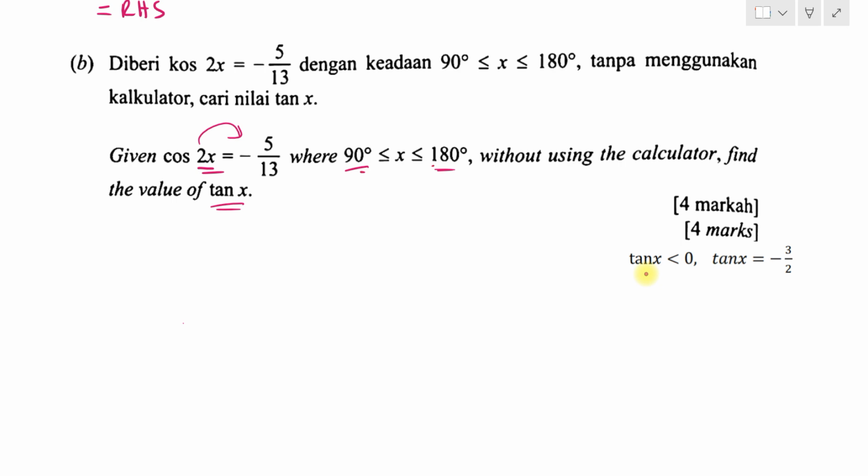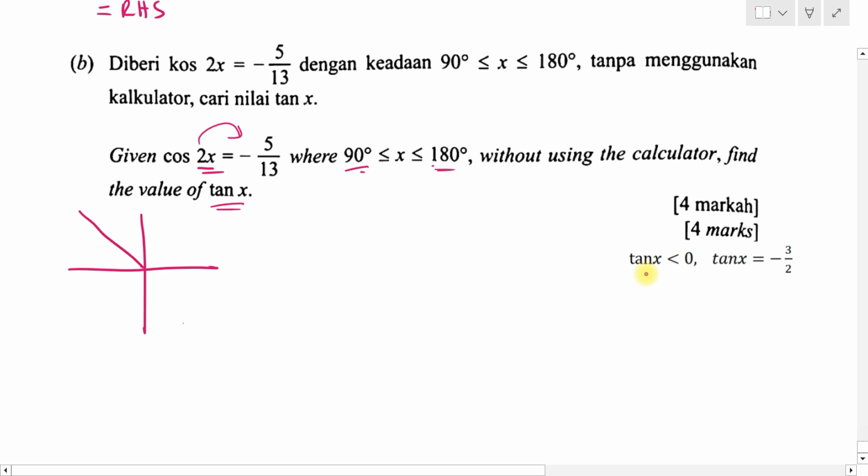Okay, 90 to 180 means it should be the second quadrant. At here, the cos should be negative lah. Okay, here should be 2x. So, let's see. Cos 2x is what? Negative 5. Adjacent is negative 5. Hypotenuse 13, sorry. So, 5, 12, 13, right? So, you all know the triplets. Okay. Now, what is it? They want tangent x.